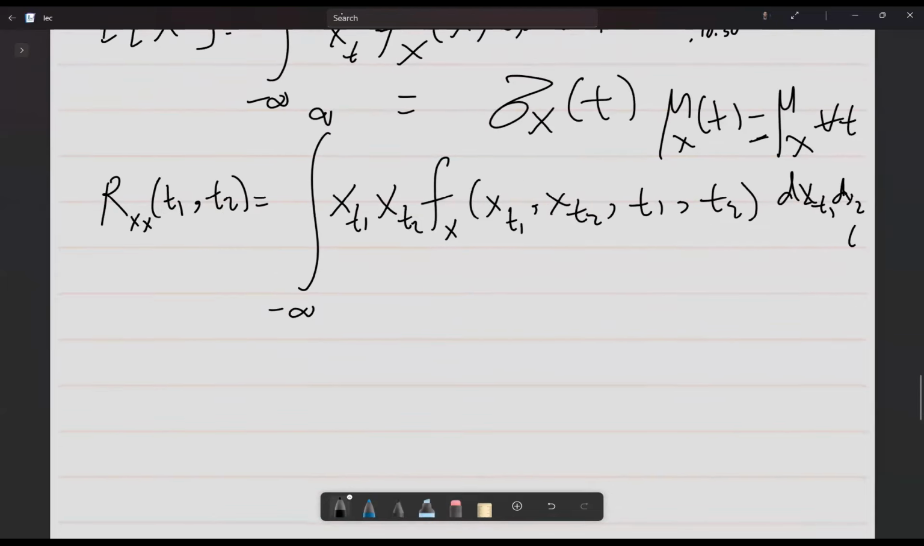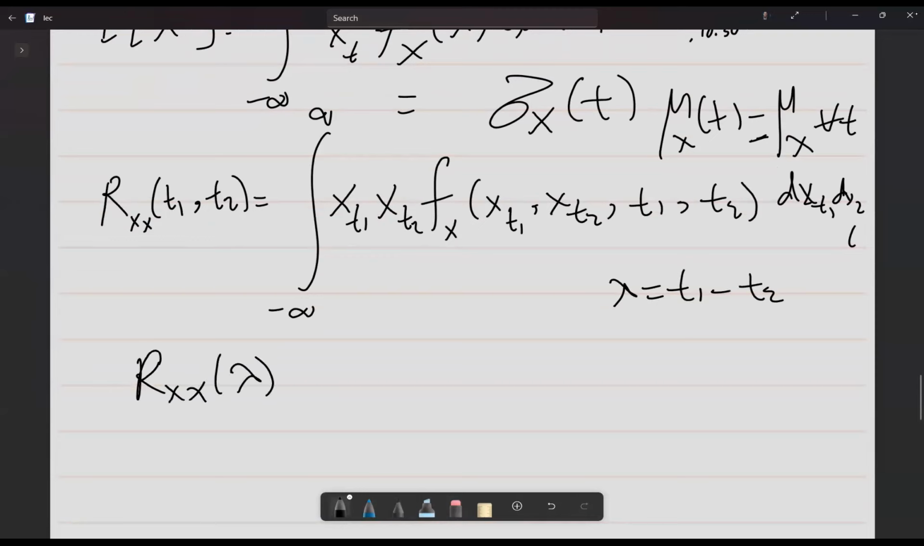However, if the signal is stationary, then it doesn't matter where T1 and T2 are. What matters is only the time difference between them. For example, if you say that lambda equals T1 minus T2, the time difference, then we can say that R x of lambda, because it is not important what T1 and T2 are. What is important is only the difference between them.